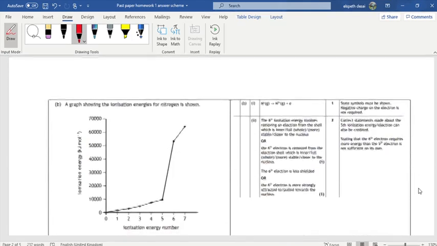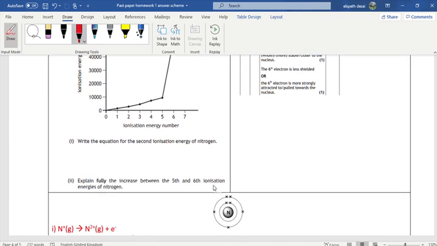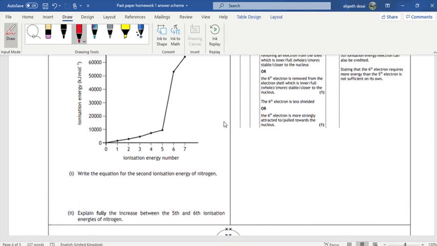Right, this next one here is a more difficult question, I think. We've got a graph showing the ionization energies of nitrogen. Remember, these are the successive ionization energies, so I've got a wee diagram of a nitrogen atom here. Each time we remove an electron, that's the next ionization energy. So the first one is removing the first electron, then another, then another, and so on.